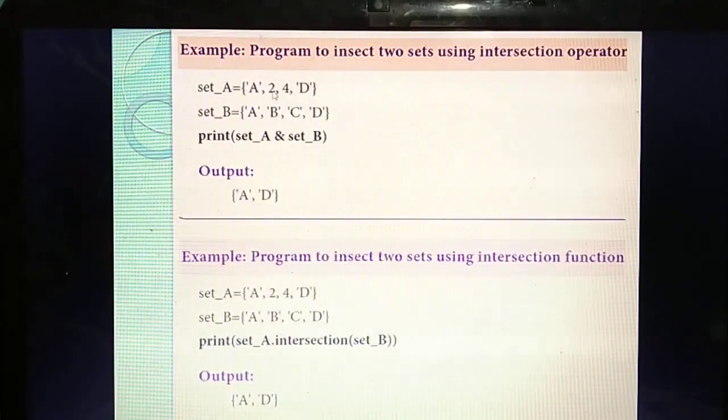So see this program. Set A, set B. Two sets you have been given. Which operator do you need to give? The AND operator. This question is very, very easy. Set A AND set B. See the output. What are the common elements here? A and D. So A and D is the output. Next, the same thing you need to give using intersection. So print set A dot intersection of set B. Either you can give the AND operator or intersection. So what output will you get? A and D.